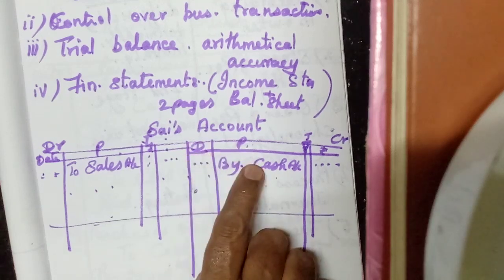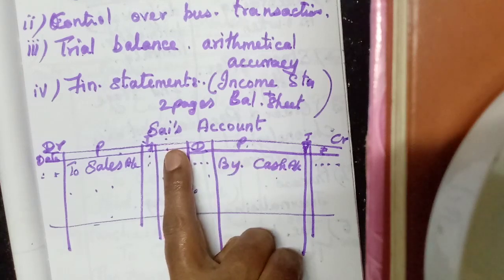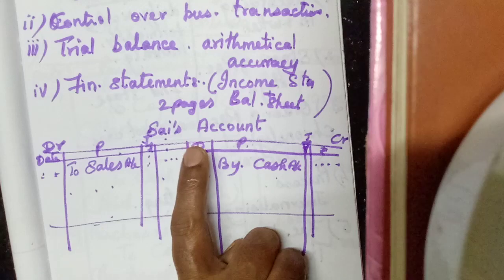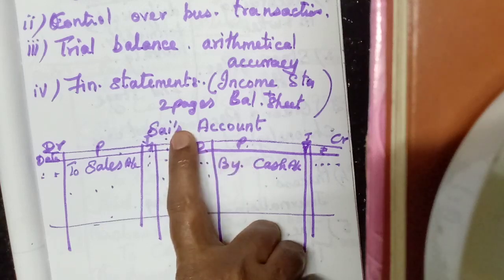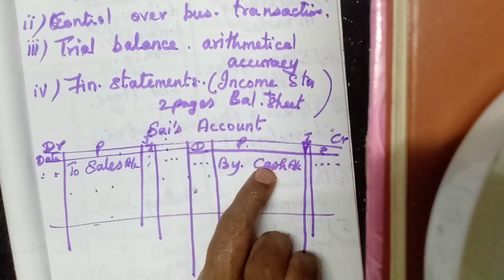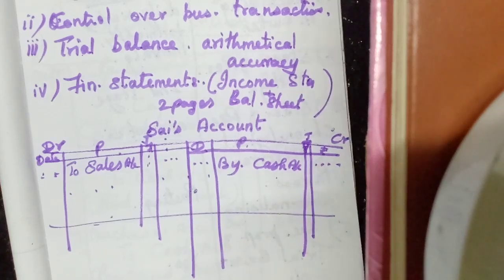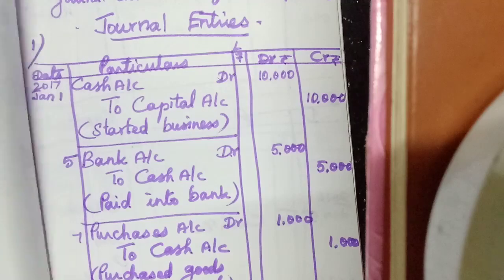Now another account, another entry. Here you just imagine cash account debited to sales account. He is paying cash, so we receive cash. Here sales account is credited. So on the credit side, we should write cash account. Okay, that is the format of the ledger account.